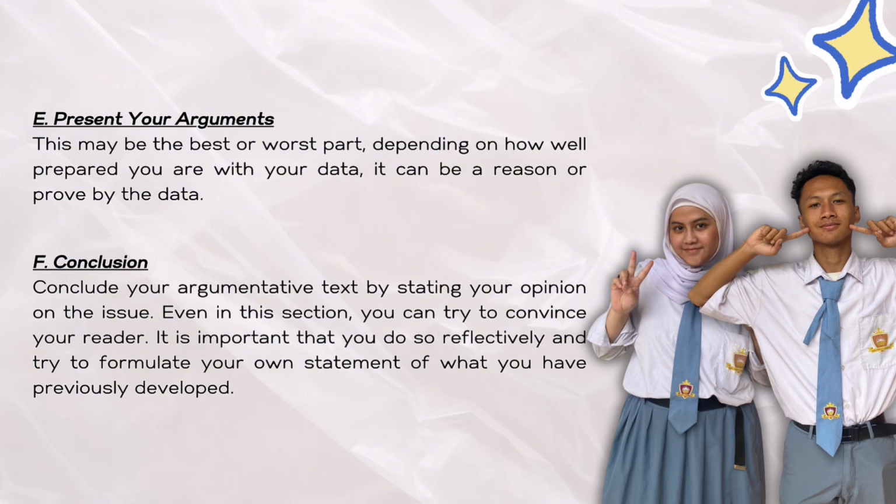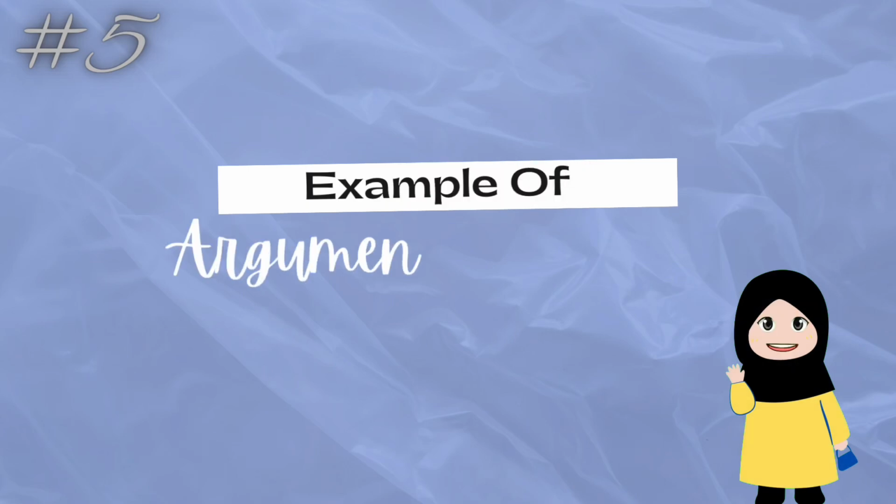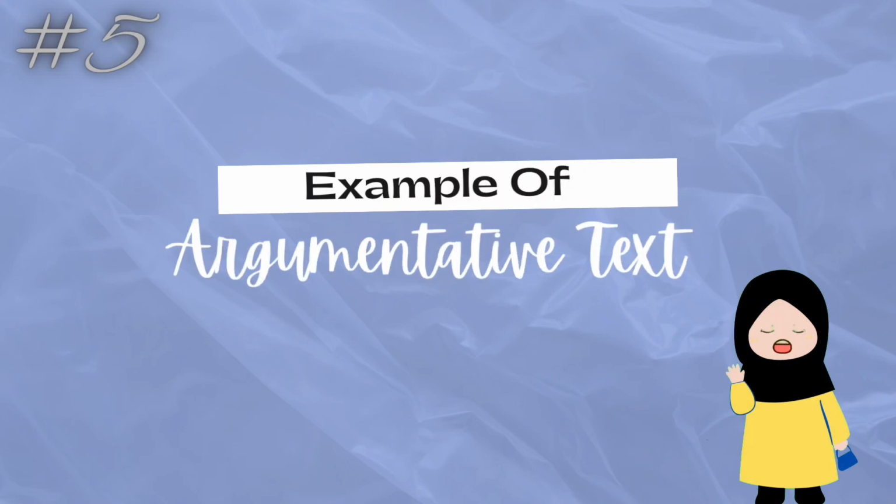F. Conclusion. Conclude your argumentative text by stating your opinion on the issue. Even in this section, you can try to convince your reader. It is important that you do so reflectively and try to formulate your own statement of what you have previously developed. Last but not least, the fifth material is an example of argumentative text that you can read by yourself.